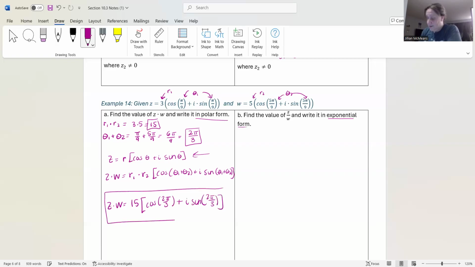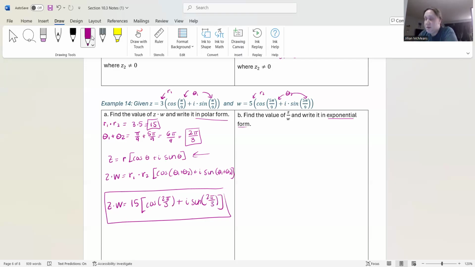And that's it. That's polar form. You want to keep the angles in there. You don't have to like evaluate sine and cosine. You want to leave the angles in there. And that's it. So it's really pretty easy. Just multiply your r's, add your thetas, and plug them into that original just polar form of the complex number.